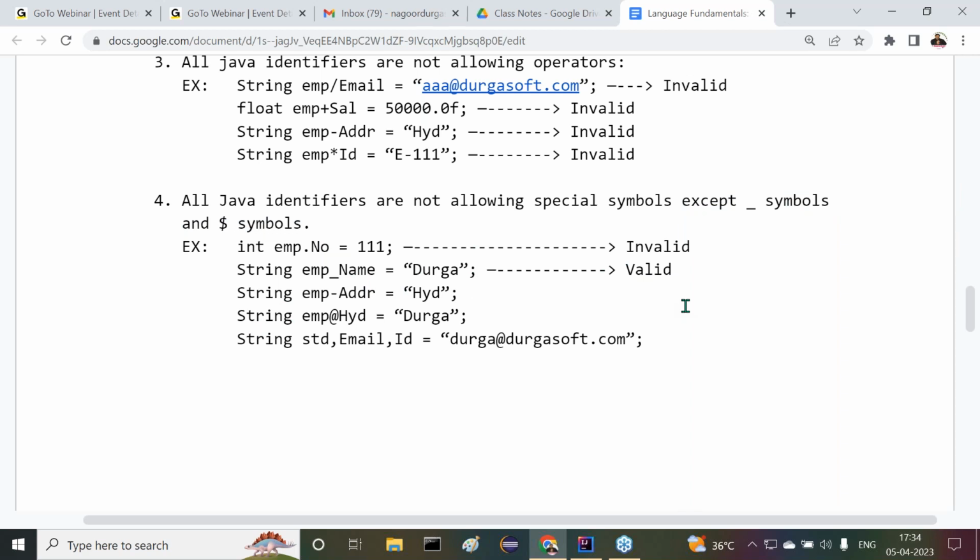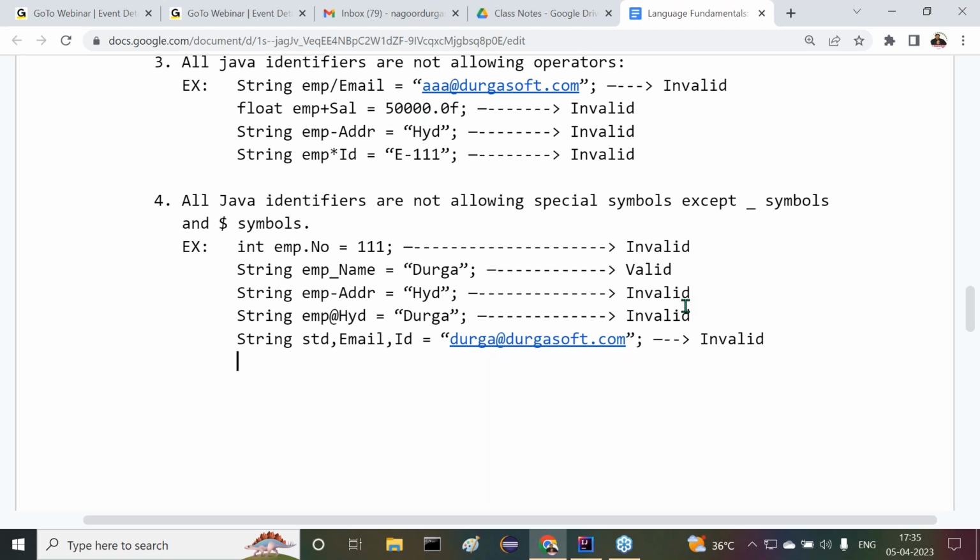Now tell me, String emp-addr: allowed or not allowed? Valid or invalid? Invalid. Why is it invalid? Hyphen is a special symbol. You may think of it as hyphen or minus, both are the same here. Even operators are not allowed. Next, emp@Hyderabad: the at the rate symbol is a special symbol. So invalid. Next, std,email,id: a comma is a special symbol, yes. Again invalid.